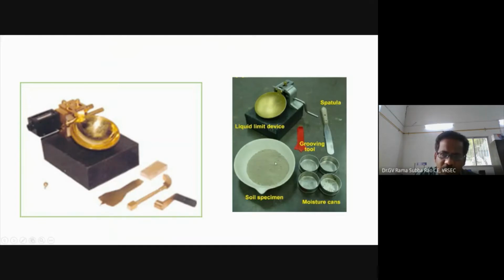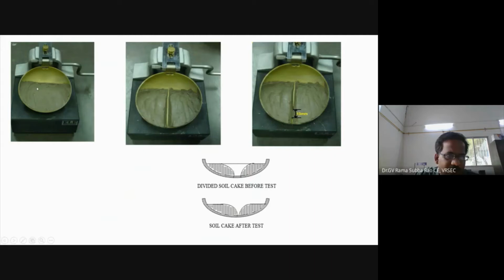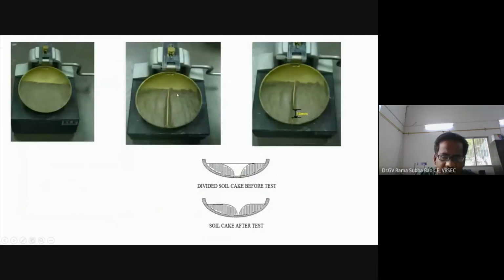Now you add sufficient quantity of water and mix it, and then fill the cup the way our friends are doing here. They are filling the cup. After filling the cup, this is the way we cut the groove using the grooving tool. Here you see the grooving tool, and after cutting, this is the groove portion.